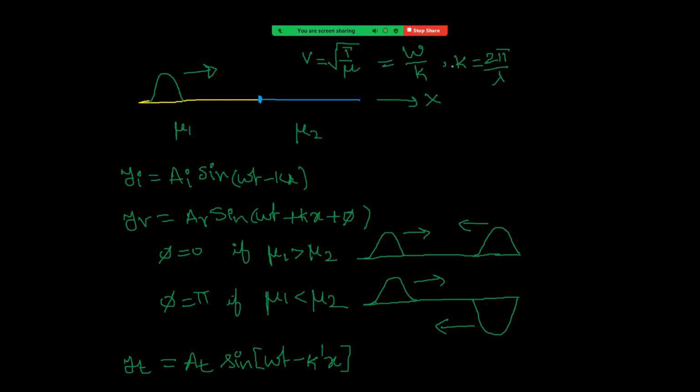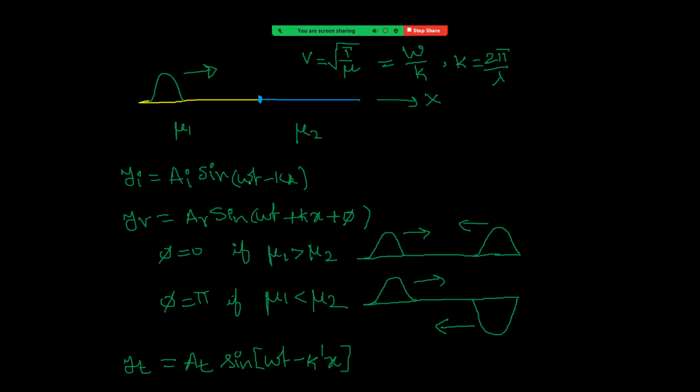So we know that frequency depends only on the source. So when the medium changes, frequency does not change. But velocity changing means k has to change. Omega is a constant, so k changes because lambda is changing. That's why here we have taken k dash.